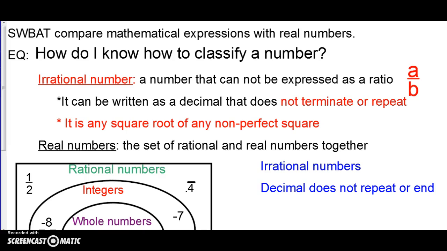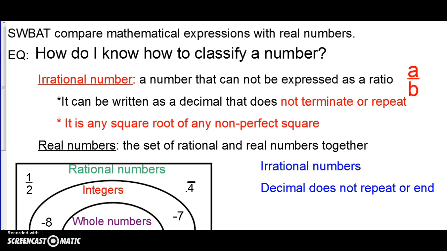So your summary will talk about how you classify a number. How do you know when it's a whole number, an integer, a rational number, all three? And how do you make that classification? That's what your summary should be about today.